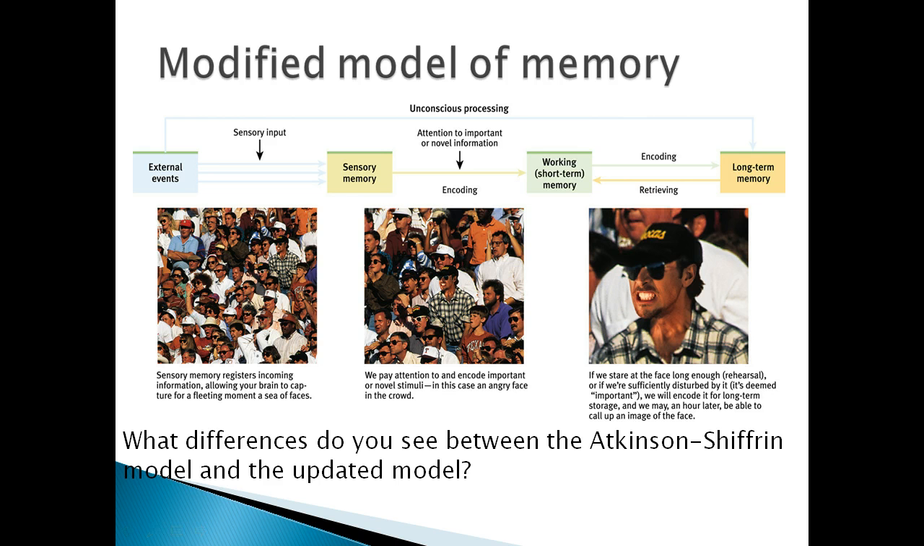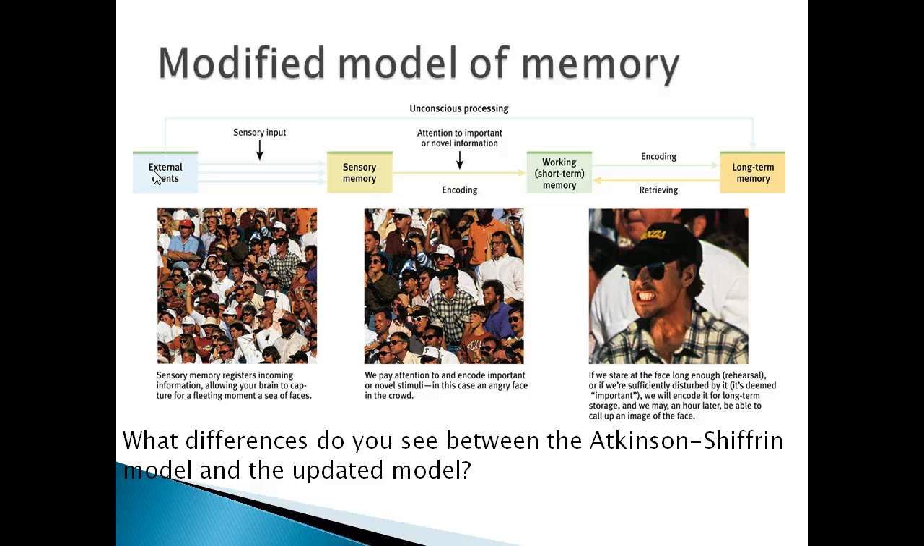The main difference that you'll see between the other model and this model is you'll notice here at the top, this line where it says unconscious processing. Sometimes what we find is that memories don't necessarily have to be encoded. Sometimes we remember things even without them being encoded. That happens automatically, and we'll talk about that in just a moment.